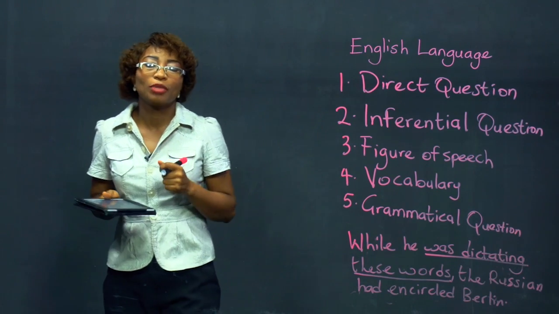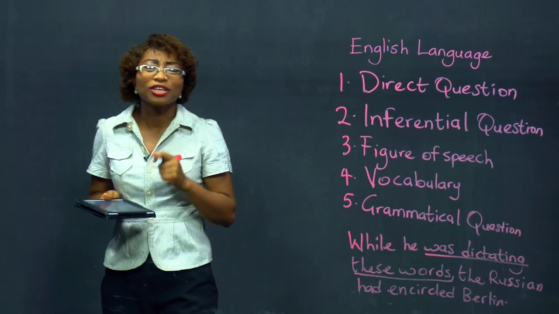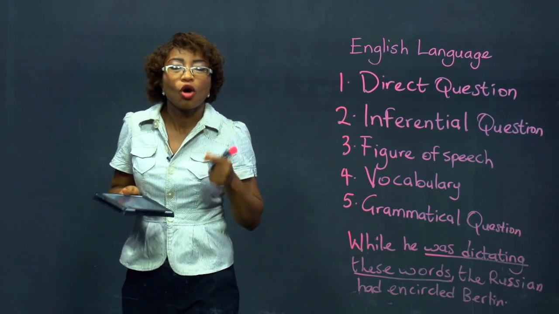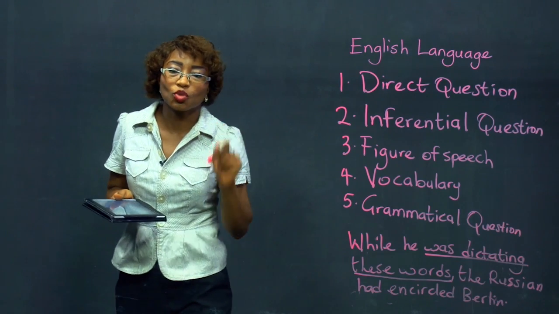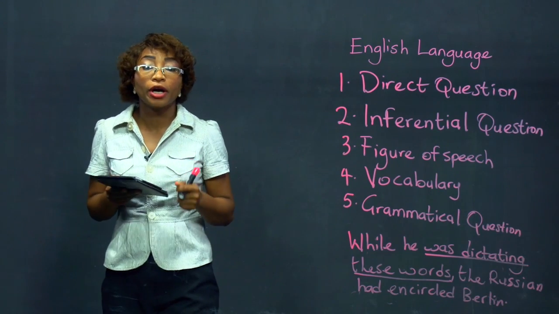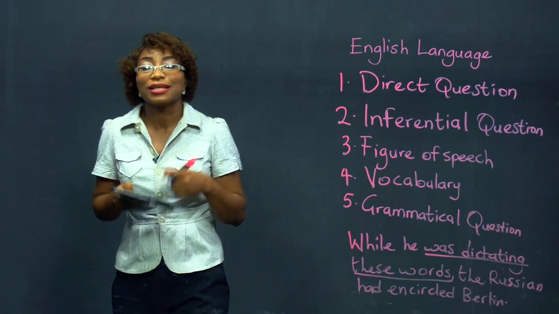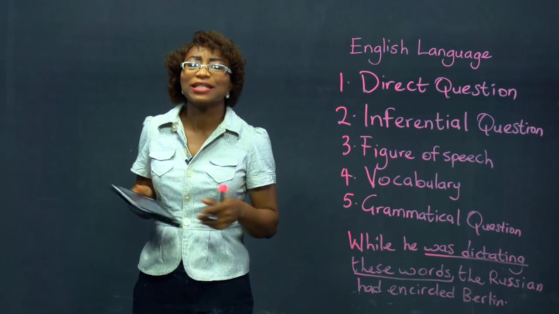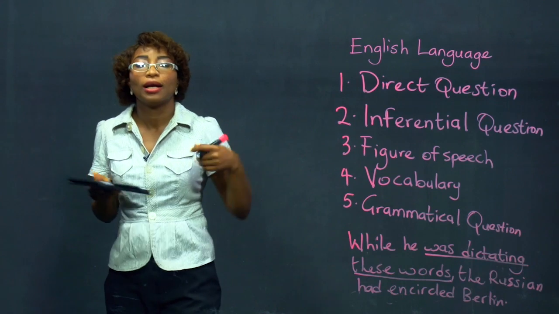Now, that adverbial clause is telling us more about the verb encircle. It's telling us what else was happening while that action of encircling was going on, while he was dictating these words. And so you would see that that clause tells us more about the verb encircled. And so when you want to answer your question, you would say that it is an adverbial clause. Then you'll be asked, what is its function? It modifies, or it tells us more about the verb. Which verb? Encircle.